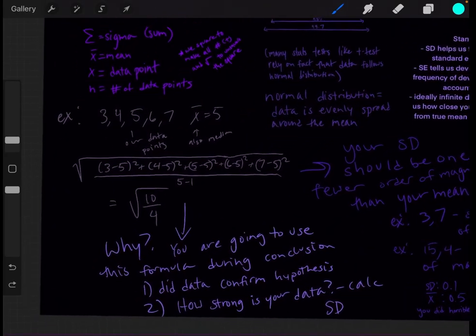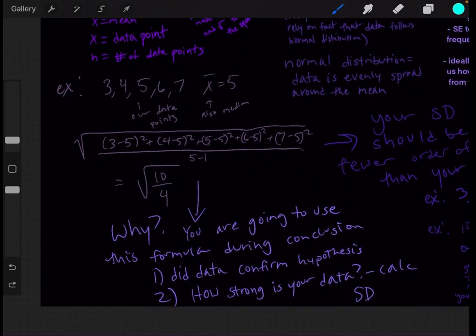So why do we need to know standard deviation? What is the point of all these random numbers? Well, you're going to use this formula during your conclusion. In your conclusion, after you do a lab, you're going to talk about how your data confirmed your hypothesis. You're going to talk about your analysis of your data, and whether it confirmed your hypothesis or taught you to refute your hypothesis. And it's also going to show you how strong your data is. You do this by calculating the standard deviation.